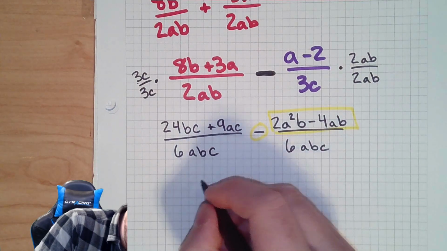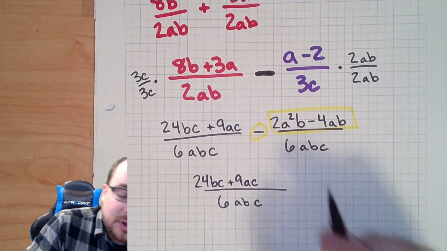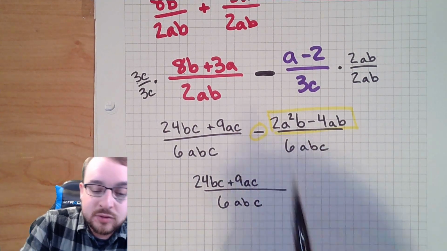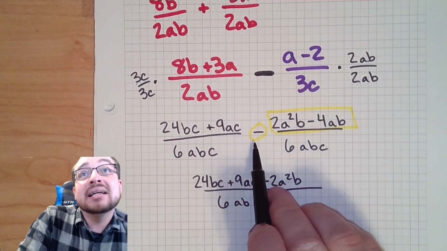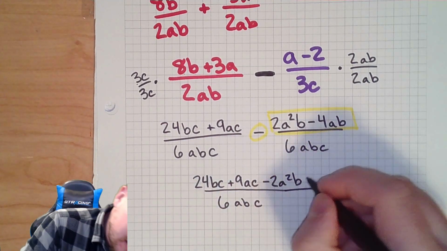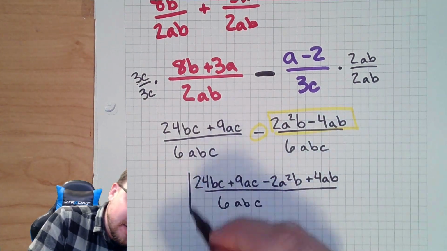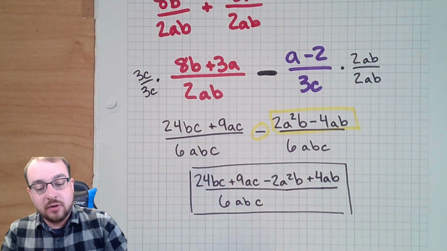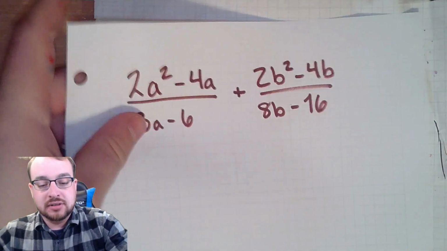And so when we write this, we're going to write 24bc plus 9ac. And then we're going to minus this in parentheses, or more commonly, we're going to minus each individual part. So we'll minus 2a squared b, and we'll minus negative 4ab. Because of those double minuses here, we're going to get an addition sign for ab. Just the simpler way to write it. And there is our single fraction. Now, is it in simplest form? We'll worry about things like that later, but that gets us our fraction.